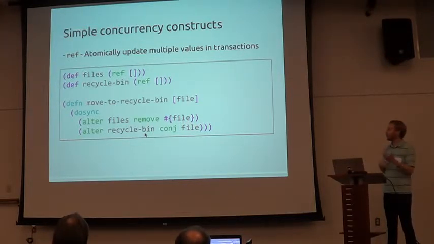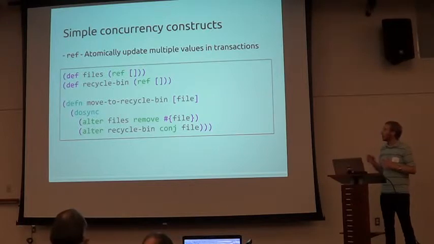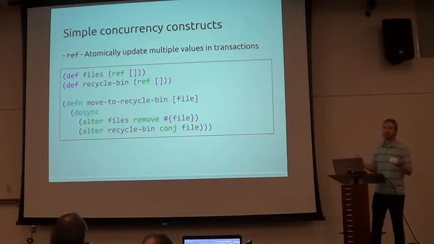So if there's an exception thrown, it could happen for any number of reasons, like an out of memory exception or something like that, this doSync will roll back and it will not be committed, so you won't ever be in this weird state, basically in a state you don't want to be in.